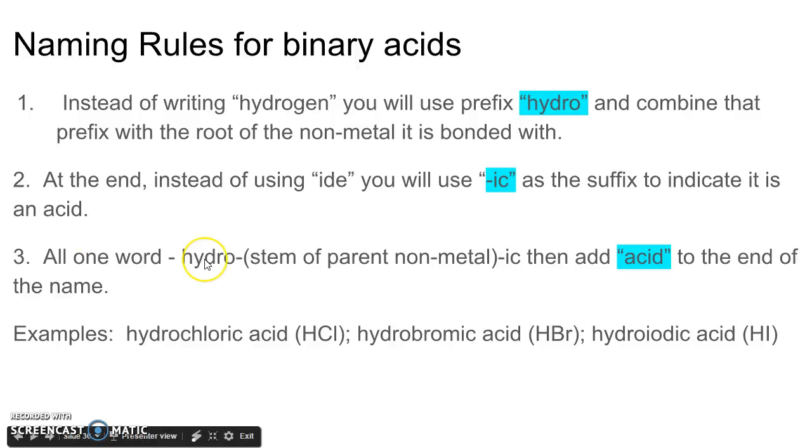And number 3, I make that all one word. So hydro, then stem of the parent nonmetal, then ic, and then I add acid to the end of it. So HCl is hydrochloric acid. HBr is hydrobromic acid. HI is hydroiodic acid.